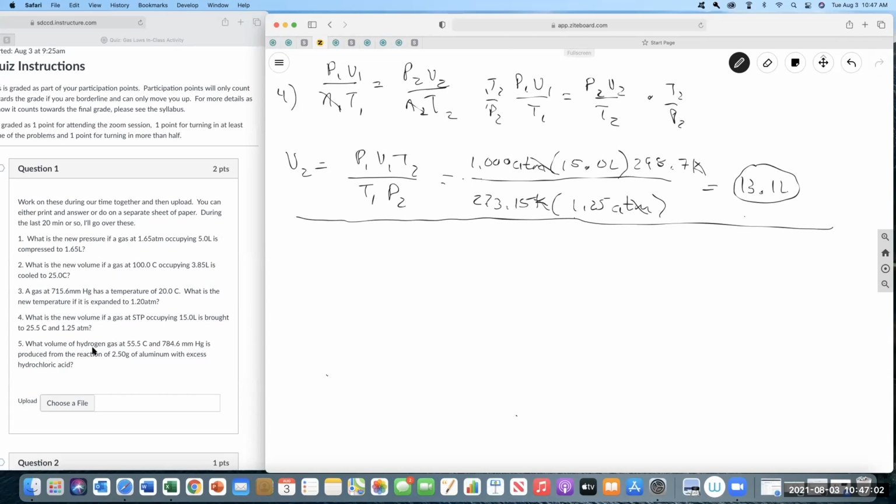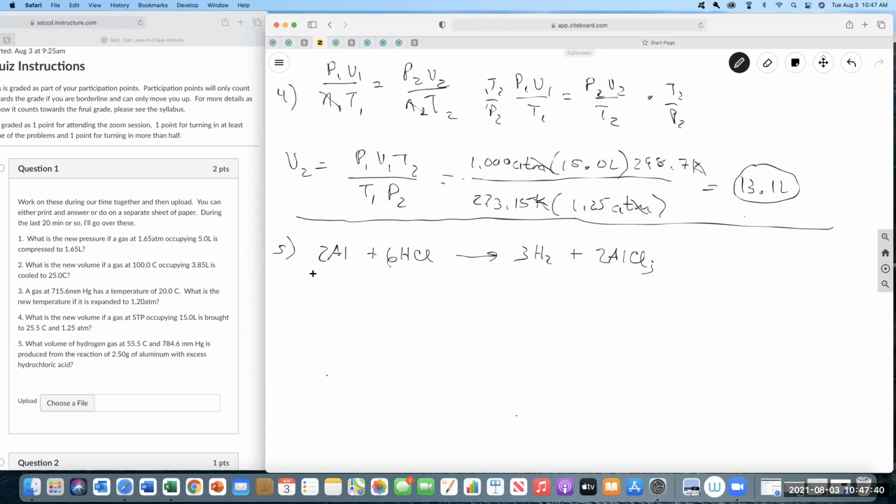All right, last one. This one's a little bit different. Volume of hydrogen from the reaction. So this is a reaction. Hydrogen is produced by the reaction of aluminum with excess hydrochloric acid. That nomenclature is never going to go away. We know we produce hydrogen gas because we're told. The other product is going to be AlCl3, and then we're going to need a 2, a 6, a 3, and a 2 to balance it.